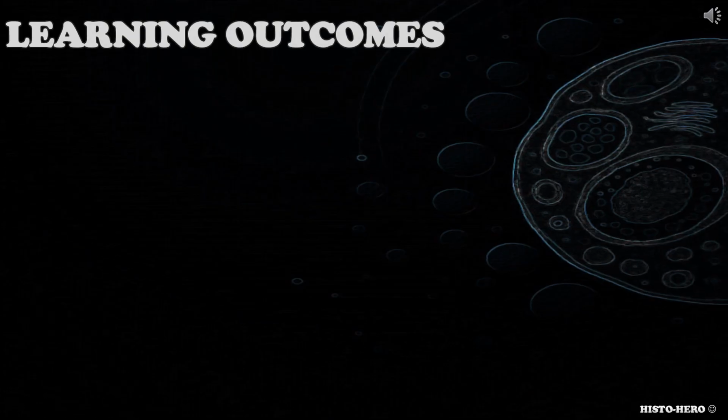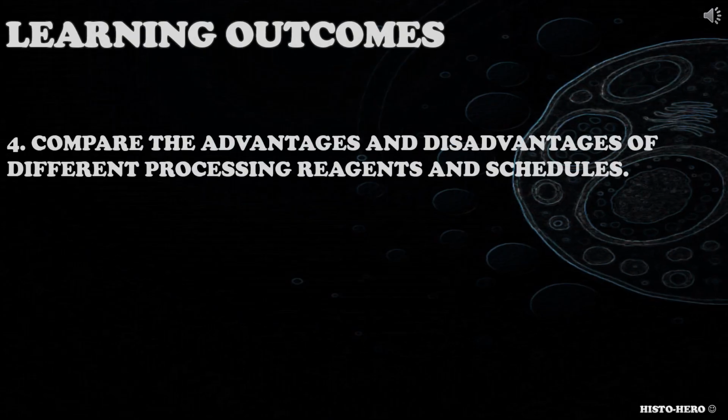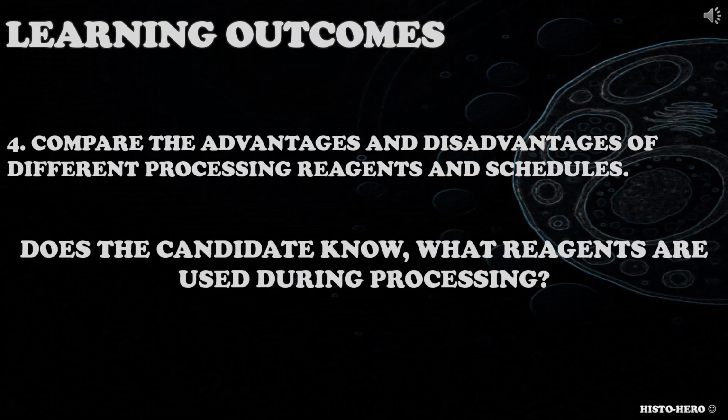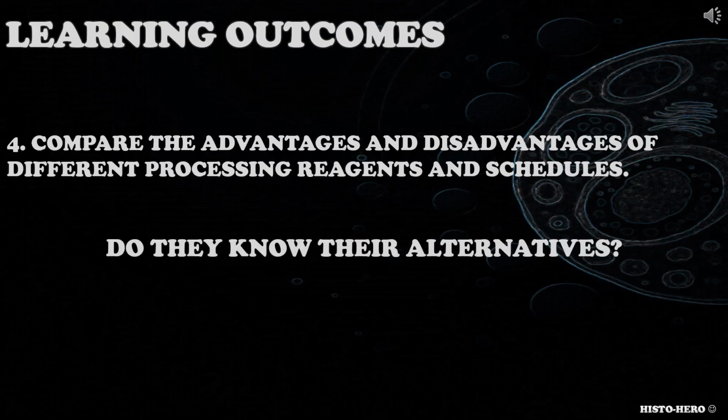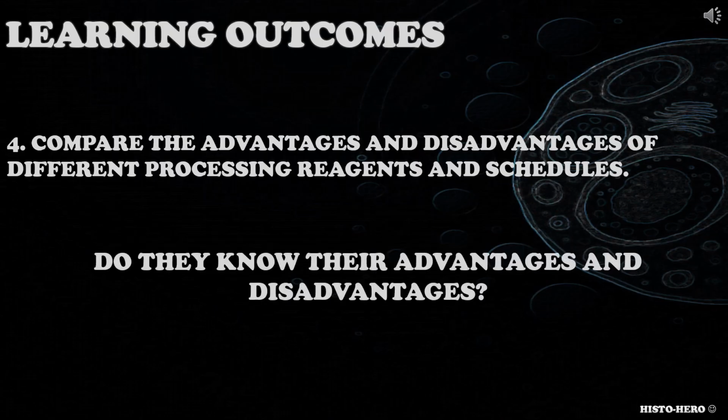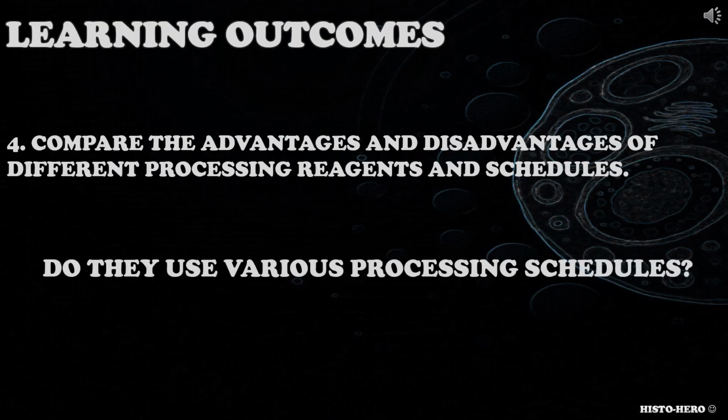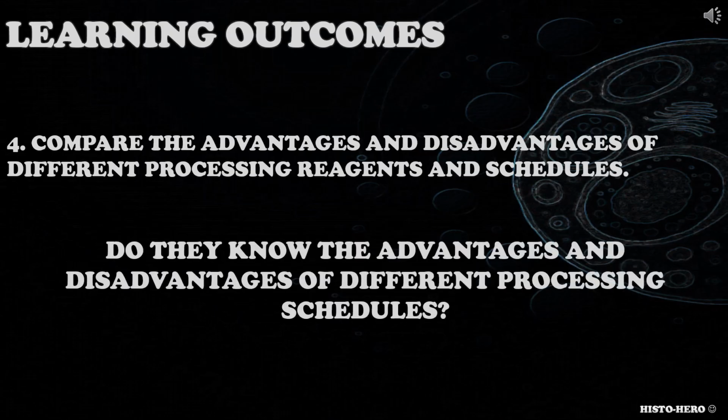The fourth learning outcome is, compare the advantages and disadvantages of different processing reagents and schedules. Candidate needs to compare advantages and disadvantages of processing reagents and schedules. Does the candidate know what reagents are used during processing? Do they know their alternatives? Their advantages and disadvantages? Do they use various processing schedules? Do they know the advantages and disadvantages of different processing schedules?